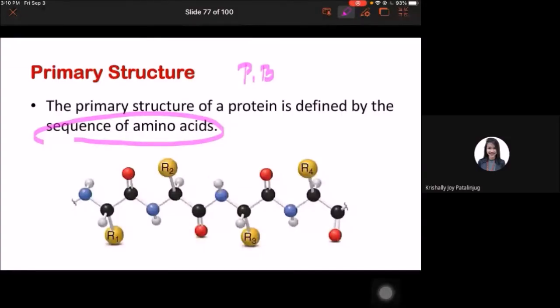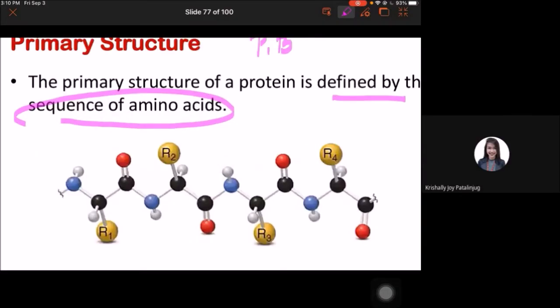So I repeat, our key term for primary structure: amino acid sequence connected together by a peptide bond. That is why it says here, defined by the sequence of amino acids. For example, kindly refer to the figure below. This is a 3D, three-dimensional representation of amino acids. So we can see here, let's look at the left side first.